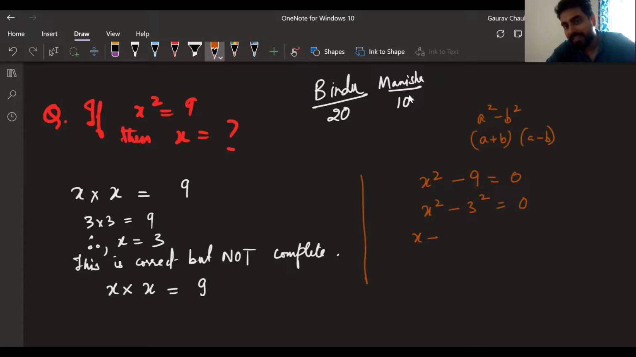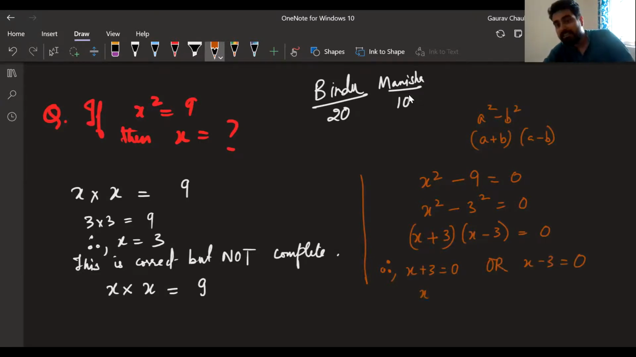So what we can do is x minus x plus 3 into x minus 3 is equal to 0. Therefore, x plus 3 is equal to 0 and or x minus 3 is equal to 0, which means x is equal to minus 3 or x is equal to plus 3. Plus 3 we have already got, minus 3 we have not got, and that's how Bindu did it.